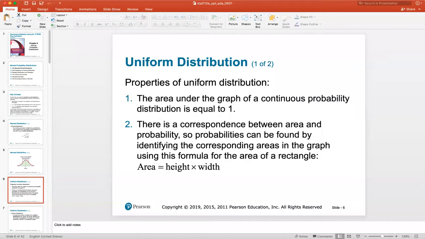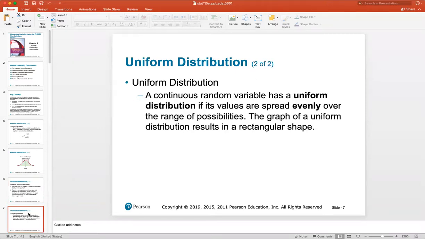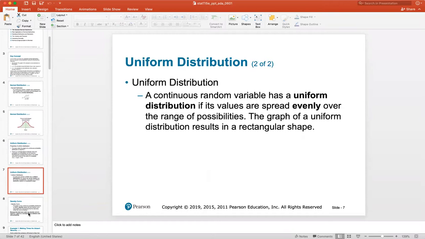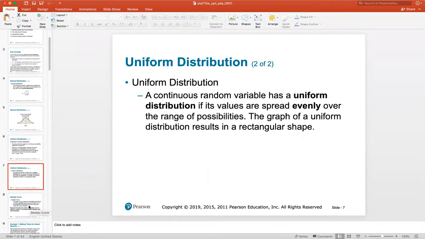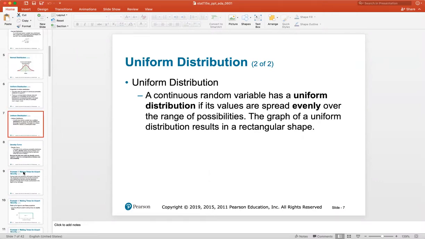Considering the uniform distribution, what is a uniform distribution? It means that for each value of the random variable, the probability is the same. That is called a uniform distribution. So each value of the random variable is equally likely. A continuous random variable has a uniform distribution if its values are spread evenly over the range of possibilities.